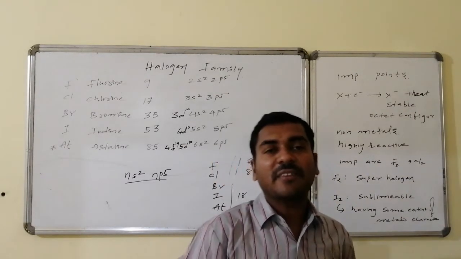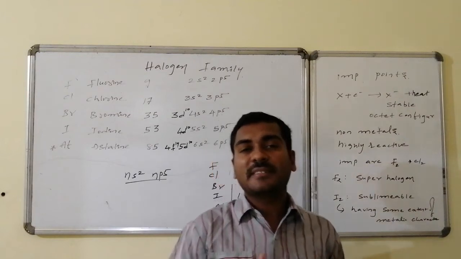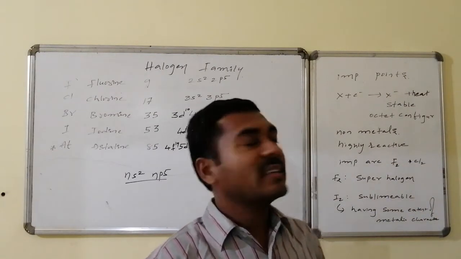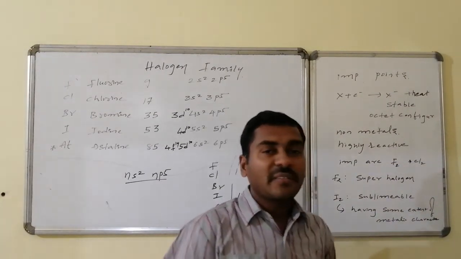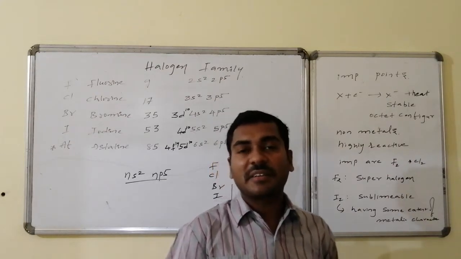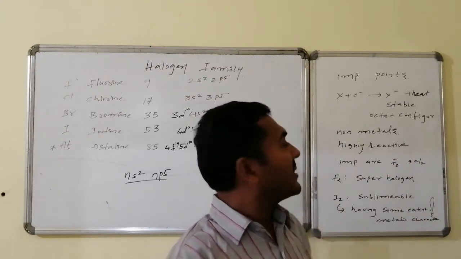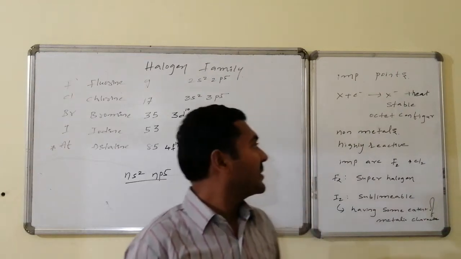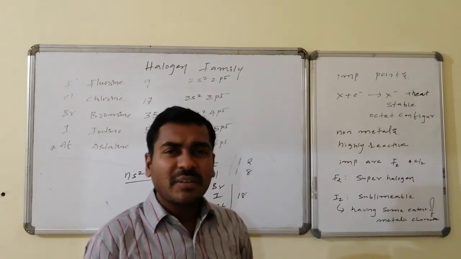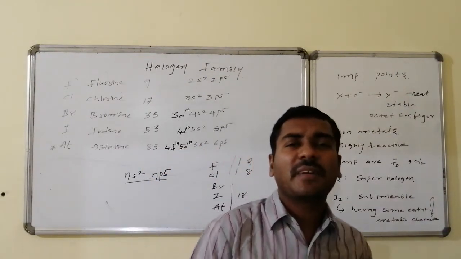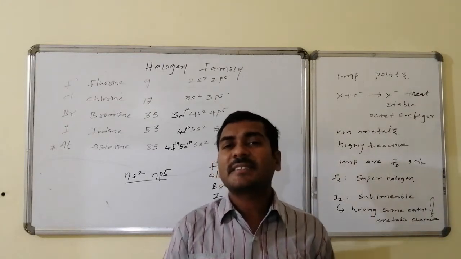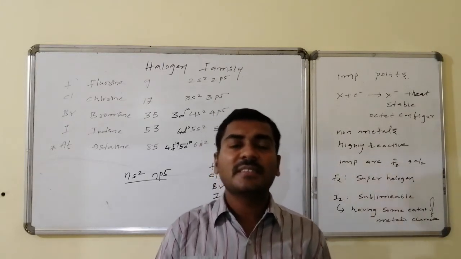X minus can be F minus, similarly Cl minus, Br minus, I minus, etc. These are very stable because they have octet configuration. In that process, a lot of heat energy will be liberated. These are non-metals because they do not give any electron. They are always interested in gaining the electron. Hence, these are non-metals.